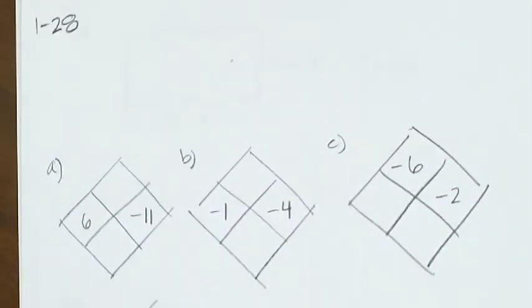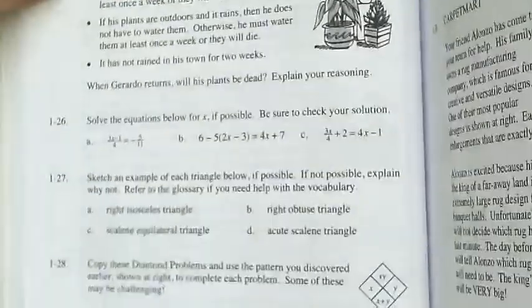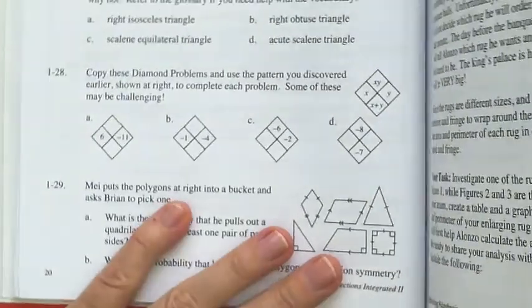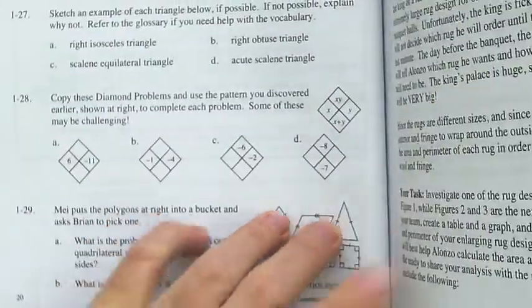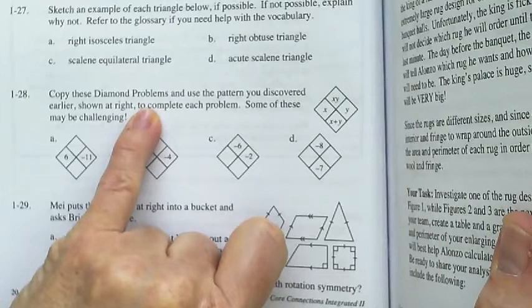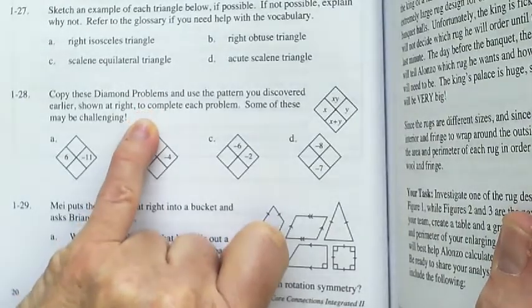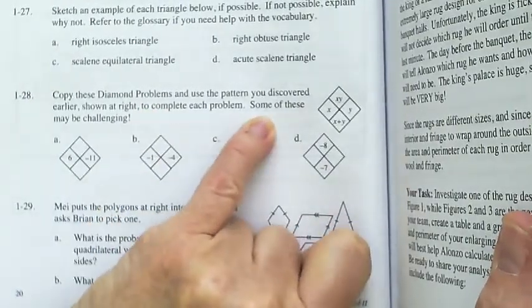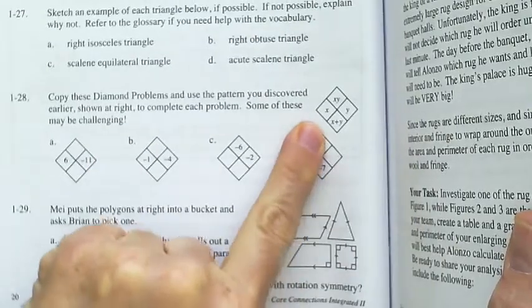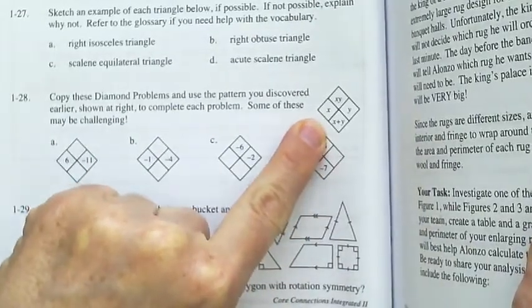Okay, 1-28. There's a reason you have been doing diamond problems. I think you had some last year. I can't quite remember if Math 1 has this. But there's a reason that you are going to see these over and over again. Copy these and use the pattern you discovered earlier, shown at right, to complete each problem. Some of these may be challenging. So I'm going to draw this one with you, and we're going to add this information to the diamond.